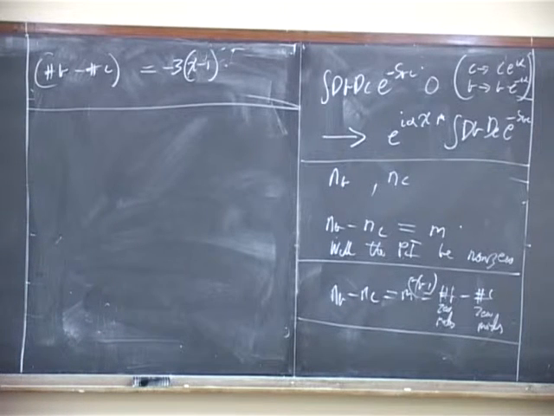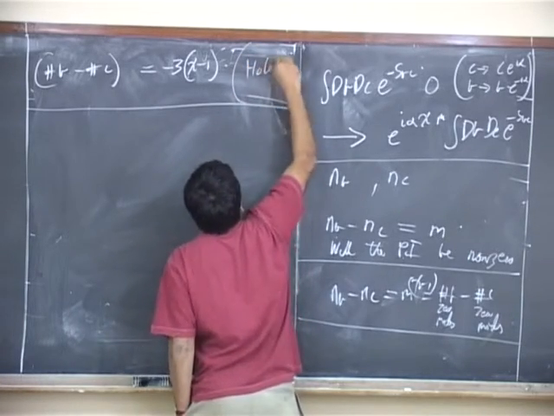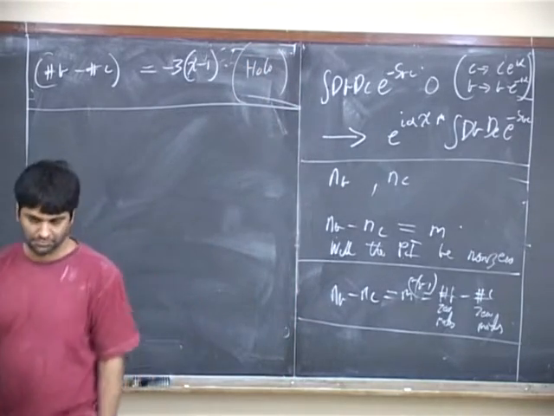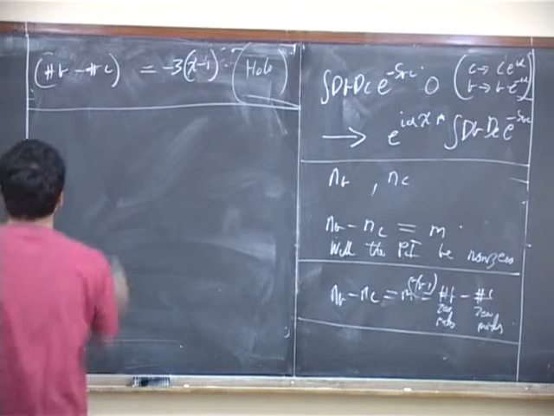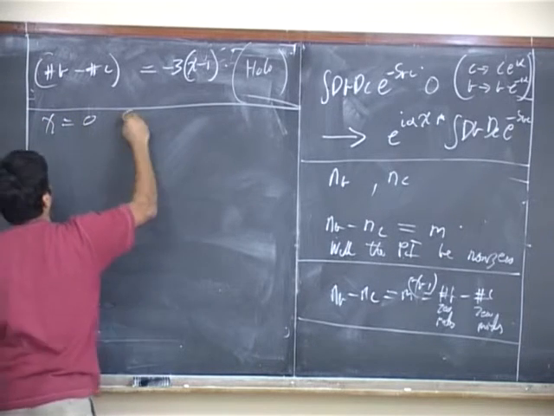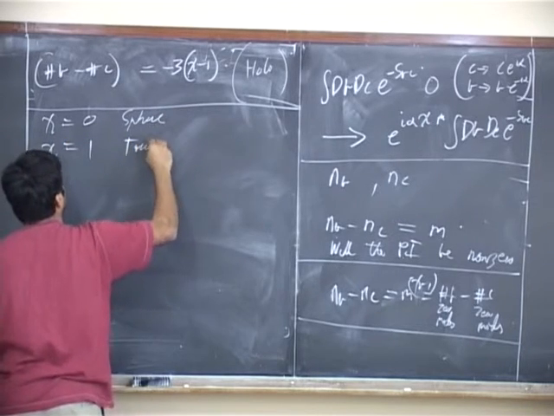So this is called the holomorphic. Okay, and we're working with this chi. So let me remind you, chi equals 0 for the sphere, chi equals 1 for the torus, and so on.